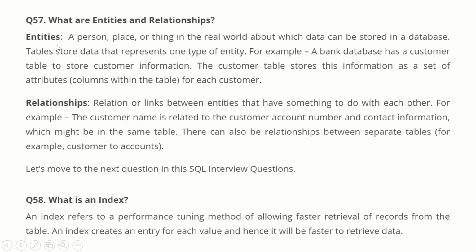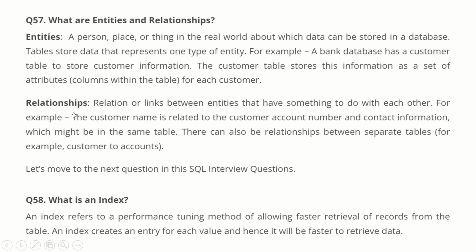What are entities and relationships? So first we can go for entities. An entity is a person, place or thing in the real world about which data can be stored in a database. The table that stores the data represents one type of entity. For example, a bank database has a customer table to store customer information. The customer table stores this information as a set of attributes, that is columns within the table, for each customer.